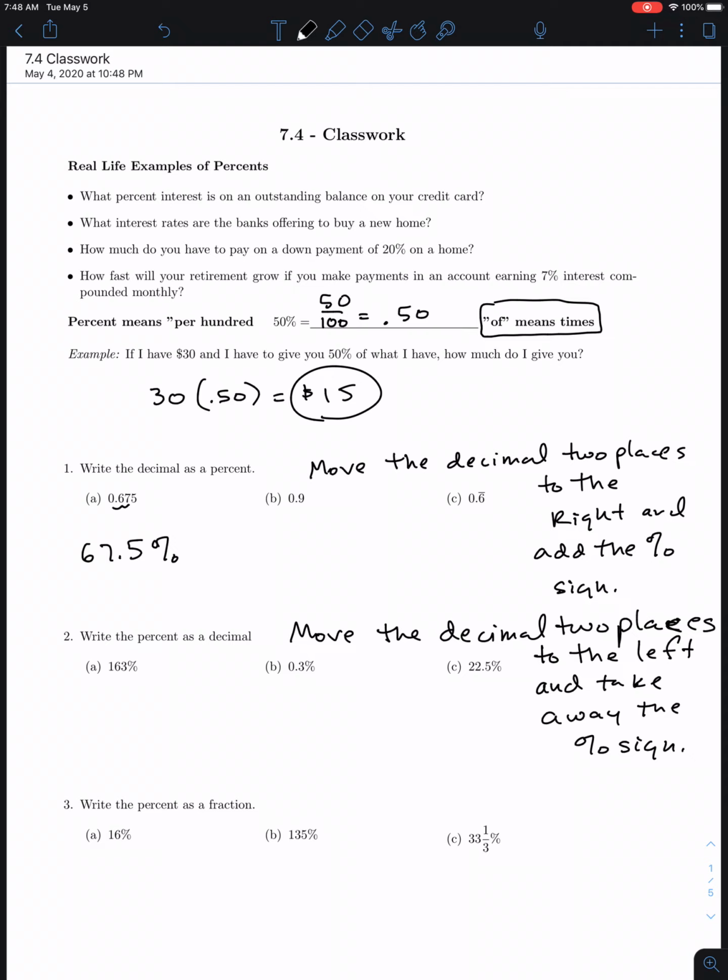In this case, notice there's no decimal. That means we need to put one in. There is technically a decimal after the 3; we just don't write it if there are no other numbers after the decimal. And so in this case, we want to move this to the left. So 1, 2. That gives us 1.63, and then remove the percent sign. So we end up with just 1.63 as our answer. All right, is that okay with everybody?